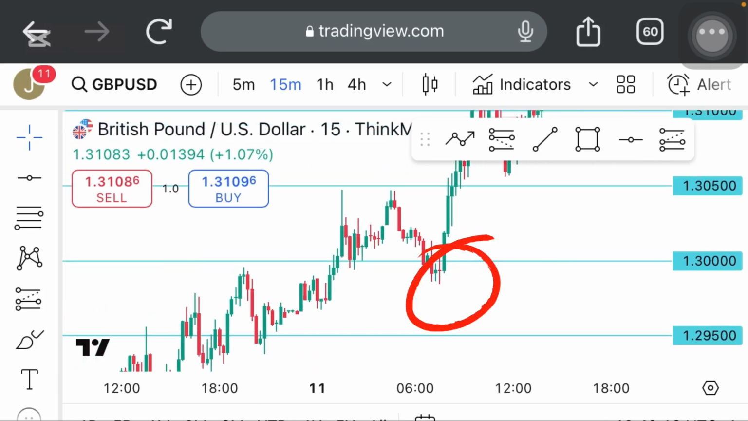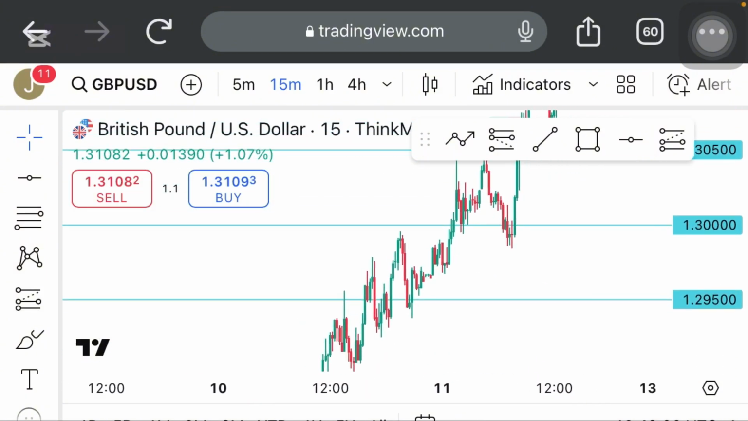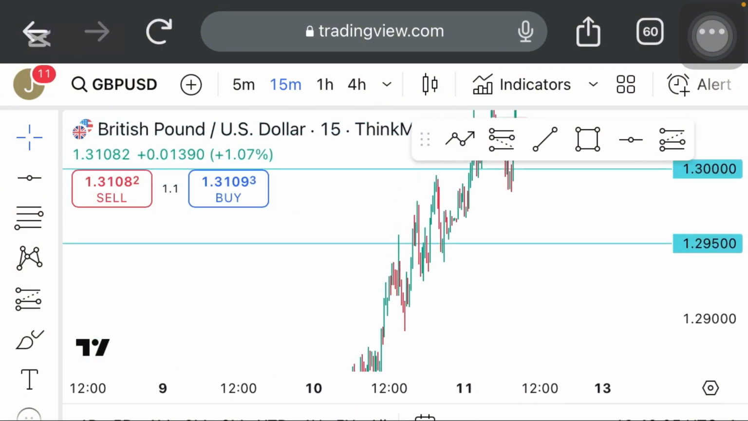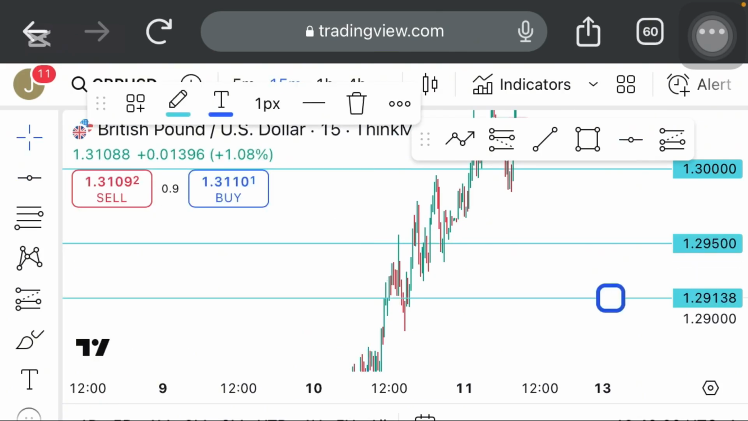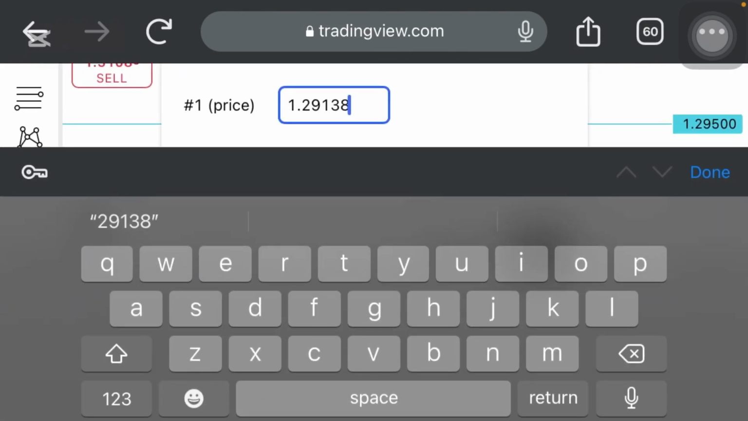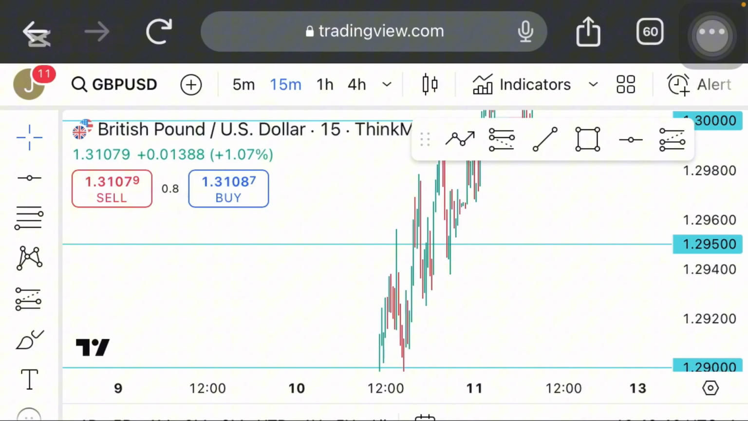So this is basically how to plot psychological level. This is how to plot psychological level, and it works on all currency pairs, maybe gold, euro, USD, and other currency pairs. Now let me plot this last one for easy assimilation. The last one here should be 1.2900. This is it, psychological level.